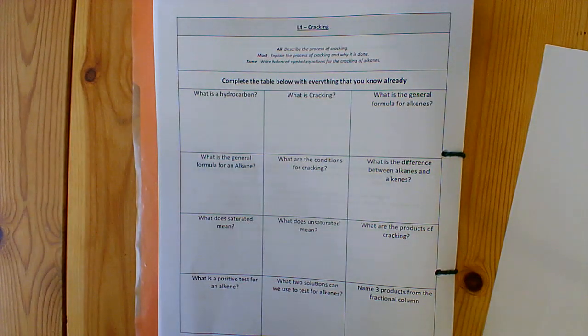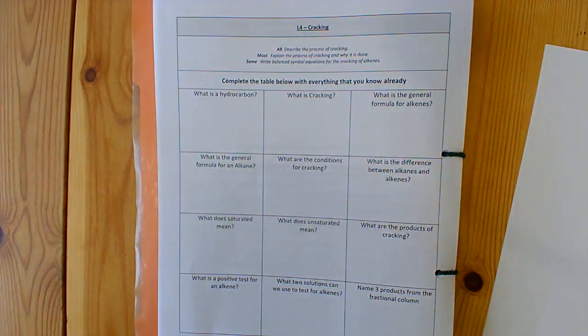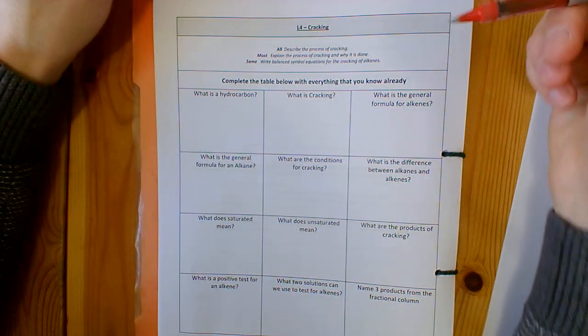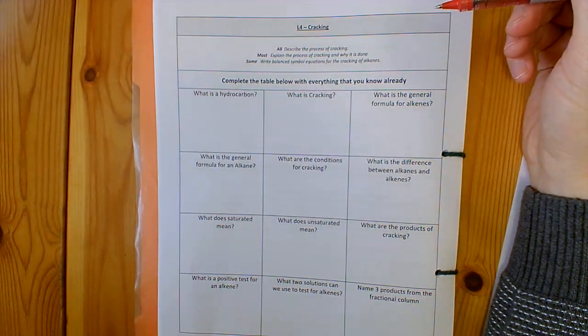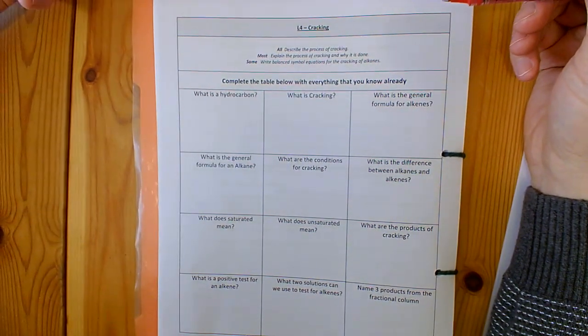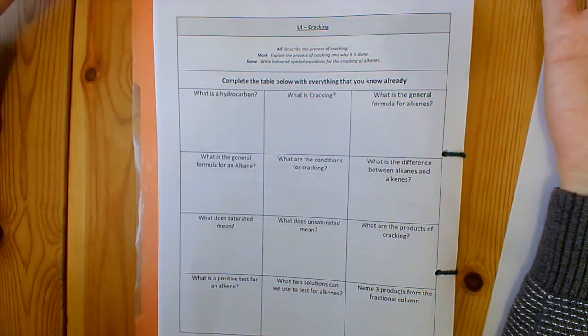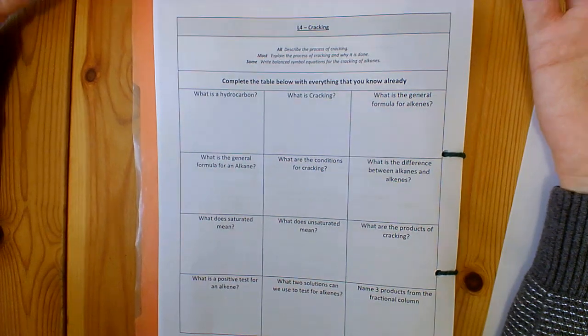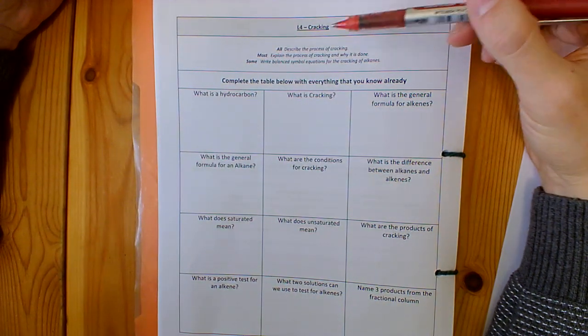Okay, in this lesson we're going to talk about cracking. Now, cracking is the second chemical process that you need to know for this topic, for the organic chemistry. Now, we've already covered fractional distillation. You need to make sure you know the process of fractional distillation and how we use that to separate the different fractions of alkane hydrocarbons from the mixture of crude oil. Cracking is the second process.